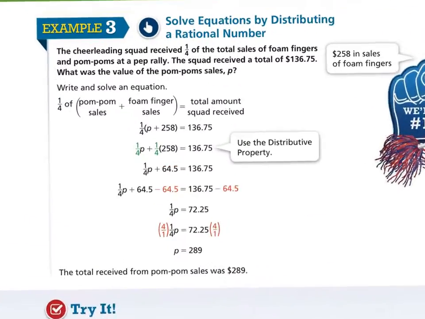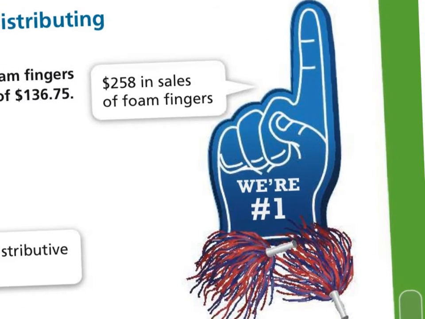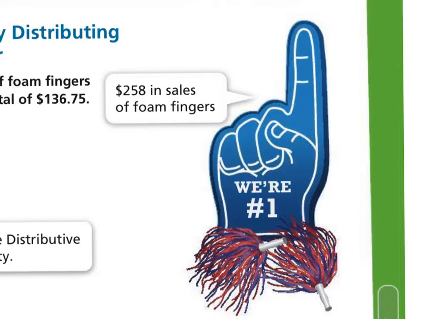Example 3. The cheerleading squad received 1/4 of the total sales of foam fingers and pom-poms at a pep rally. The squad received a total of $136.75. What was the value of the pom-pom sales P? So you can see over in the picture there, they're giving us some information. They got $458 in sales on foam fingers.